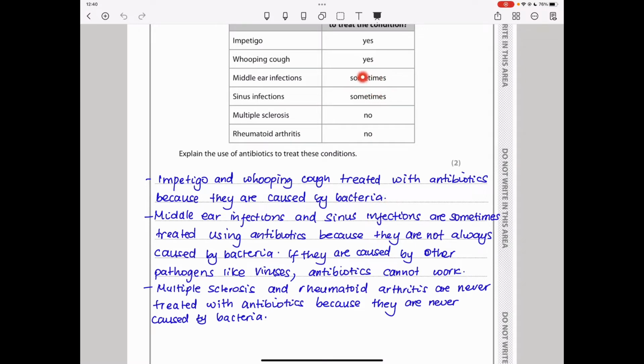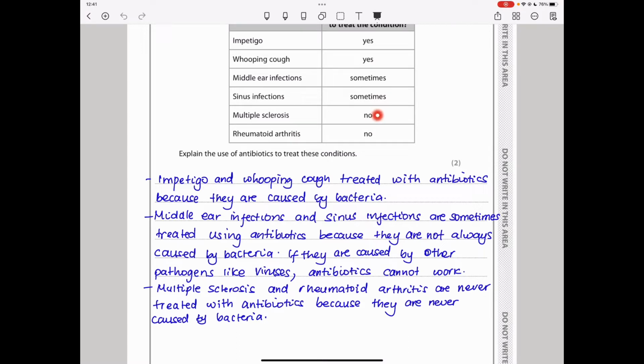Now these are sometimes treated with antibiotics because they are sometimes caused by bacteria, not always. Some other times it could be something else. So I say middle ear infection and sinus infection are sometimes treated with antibiotics because they are not always caused by bacteria. If they are caused by other pathogens like viruses, then the antibiotics will not work. It means that time something else has to be used.